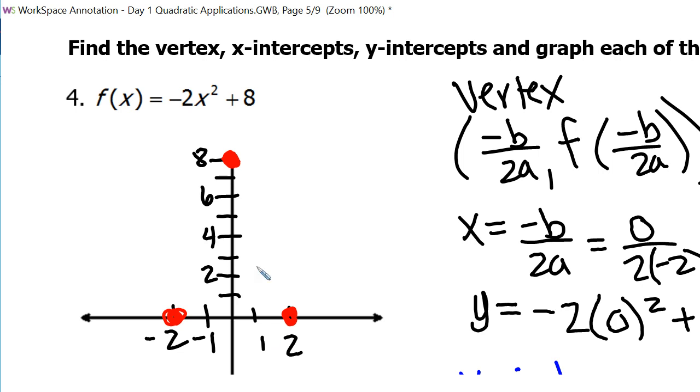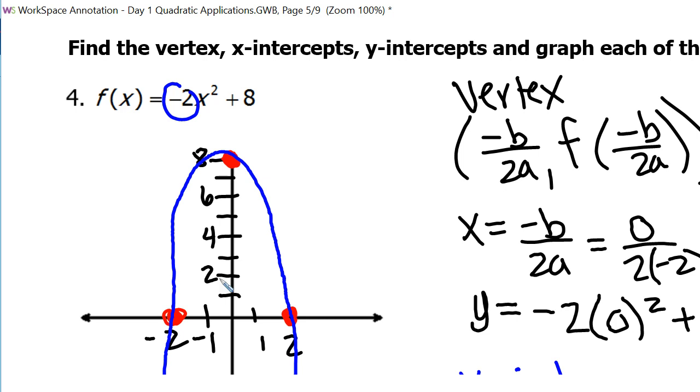And when I connect my points, notice the a value is negative. So the a value is negative, does it open up or down? Down. So my parabola needs to point down. Needs to go through negative 2. 8 is going to be the top. And then come back down through the second x-intercept.